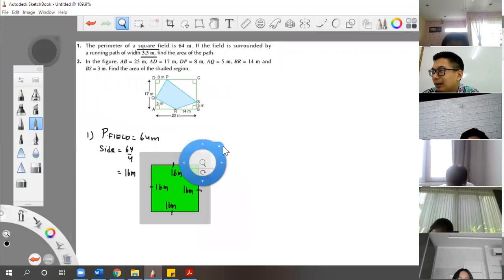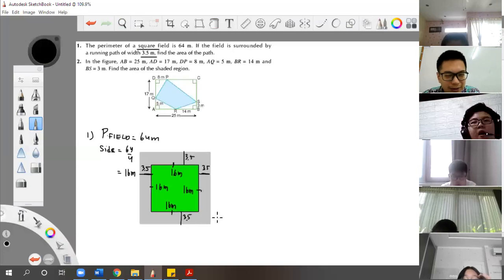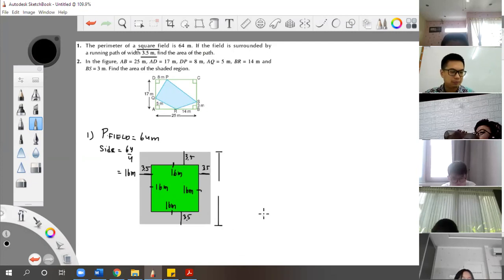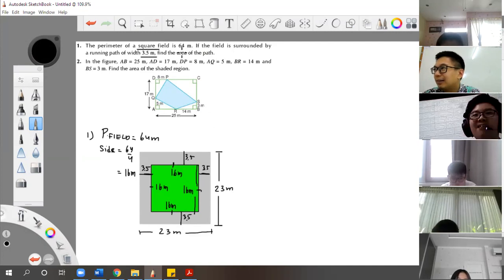Nah, terus dia bilang, surrounded by a running path of width 3.5 meters. Oh, berarti ke sini 3.5, ke sini juga 3.5. Ya dong, width-nya kan, lebar jalannya. Ini juga 3.5. Oh, another bigger square, right? But what is the dimension? 16 udah kepakai di sini, ya kan? Tambahin 3.5, tambah 3.5, 7. Berarti 23 meter. Ini juga 23 meter. Sama dong. Nah, ditanya, what is the area?